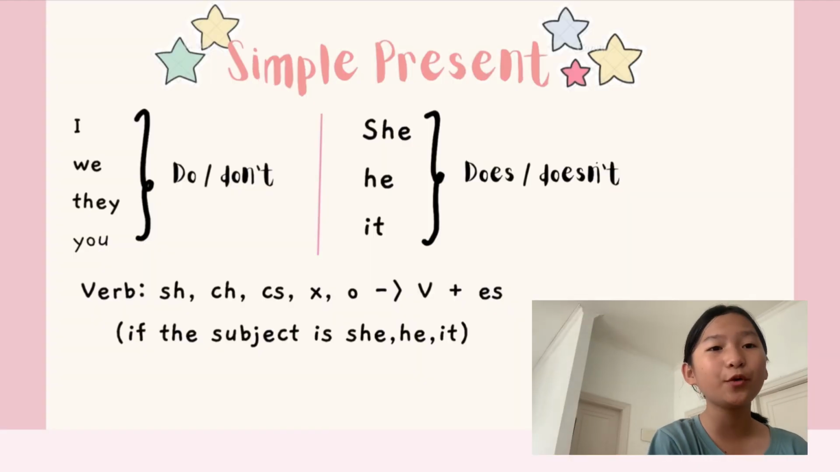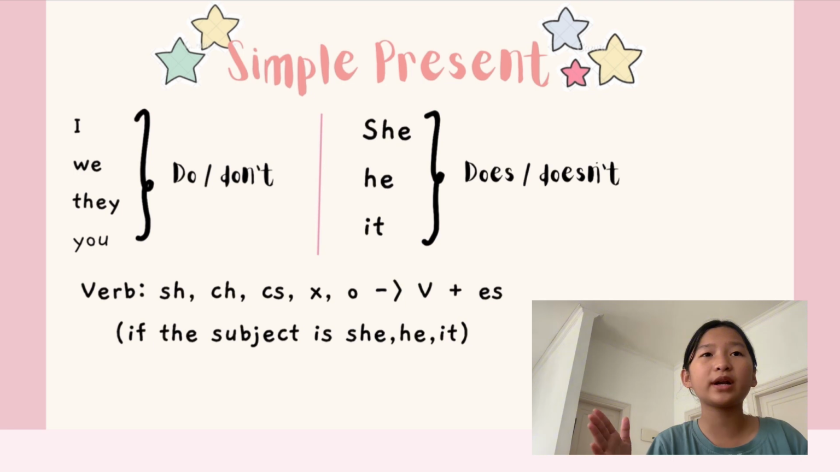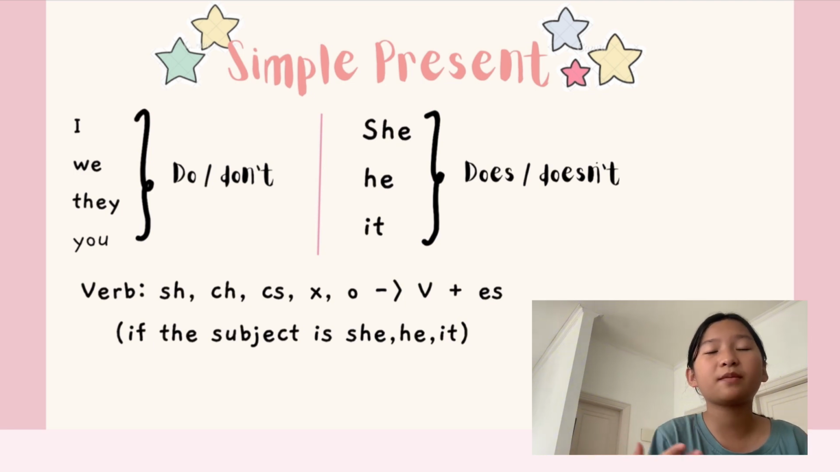So we move to simple present tense. Simple present tense is used to describe habits or unchanging situations. And we can use adverbs of frequency with the present simple to talk about how often something happens. For example, adverbs of frequency are like always, often, once, sometimes, and others.